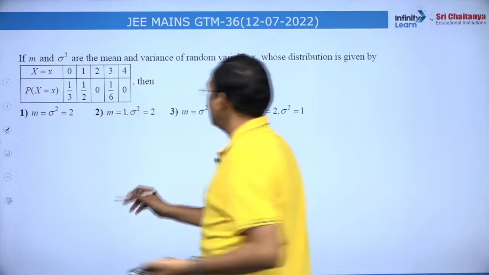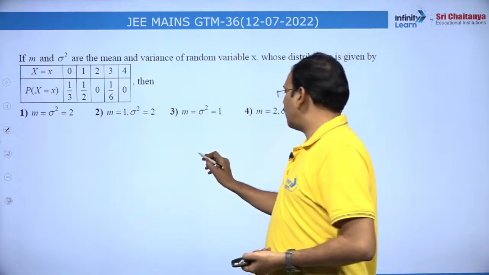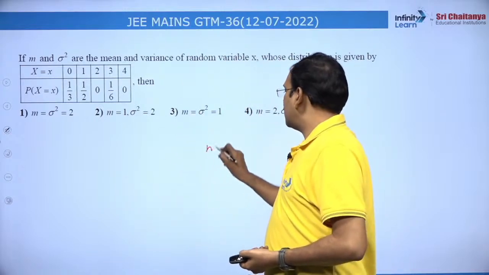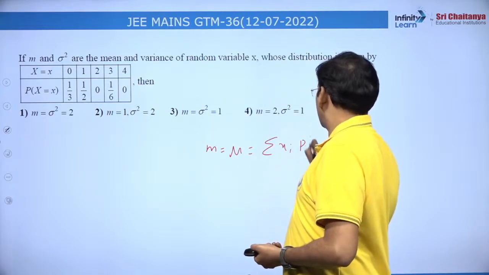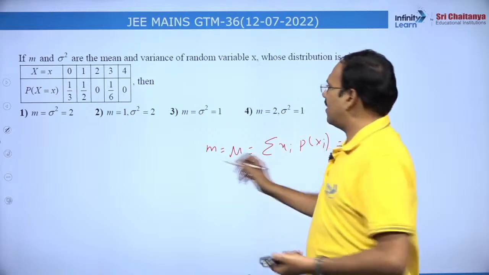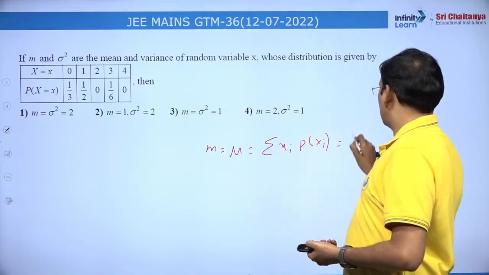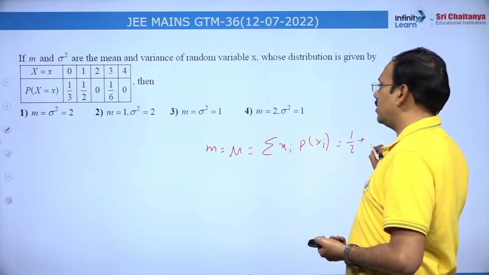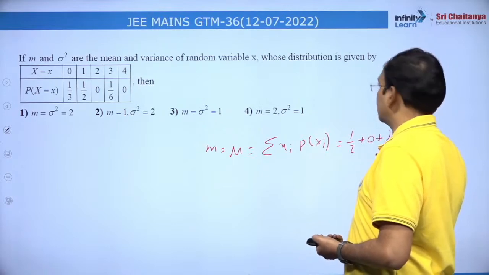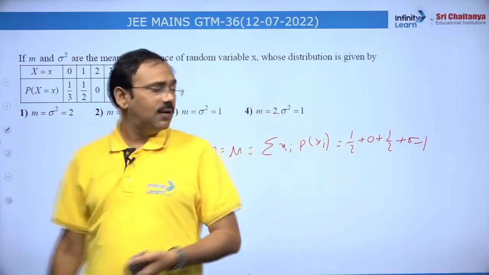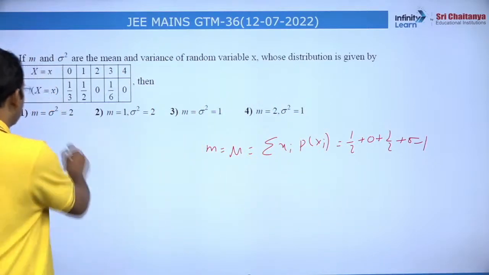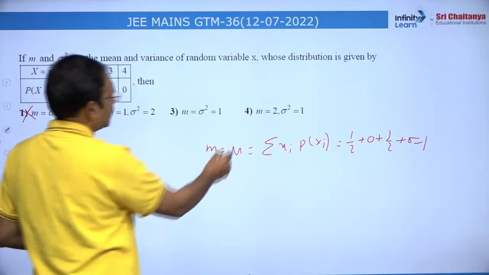Next, this is probability distributions. You are given a table, you want mean and variance. You know, friends, mean m, or we also write mu, is sigma xi pxi. Am I correct? 0 into 1 by 3 is 0, 1 into 1 by 2 is 1, 2 into 0 is 0, 3 into 1 by 6 is 1 by 2, plus 0, which is 1. Mean is 1.